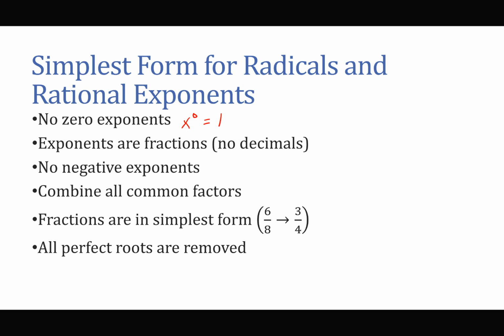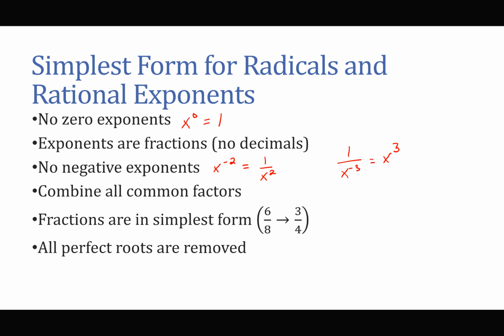No negative exponents. So again, if we had something, say x to the negative second, simplest form, we would move that down to the denominator and it would be 1 over x squared. If we already had something that was, say, 1 over x to the negative third in the denominator, well, we can bring that up and it becomes x to the positive third. So if you ever have a negative exponent, it could be numerator or denominator, just flip it to the other side and it becomes positive. So, final answer, no negative exponents.